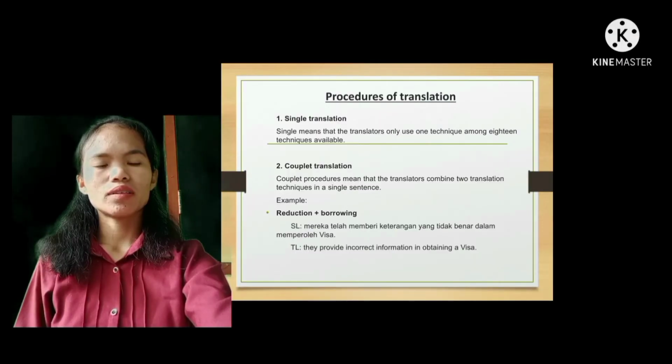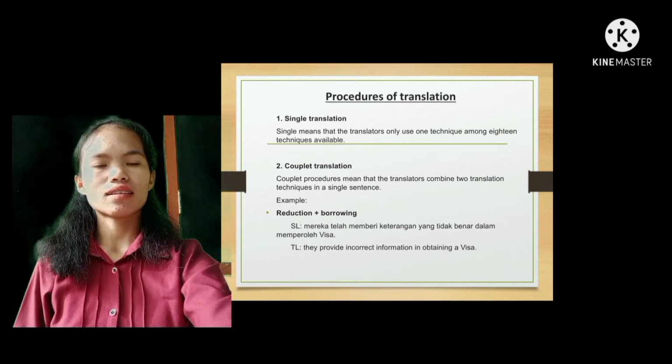Okay, now we'll continue with the procedure of translation. While translating a text, the translator does not only use one translation technique, but also combines several techniques. So the first is single translation. It means that while translating a text, the translator only uses one translation technique.